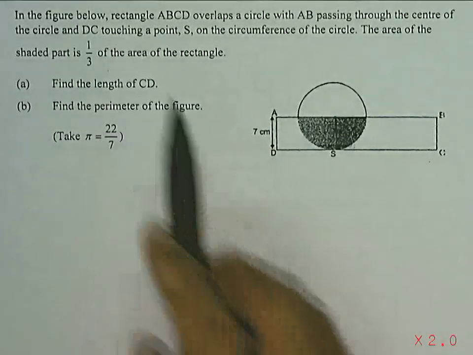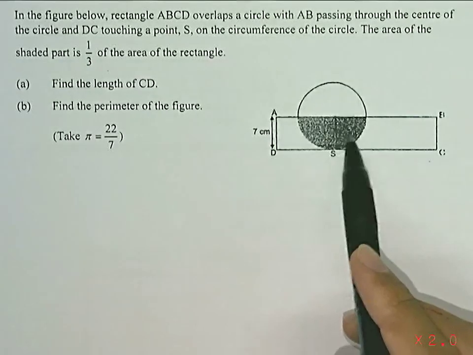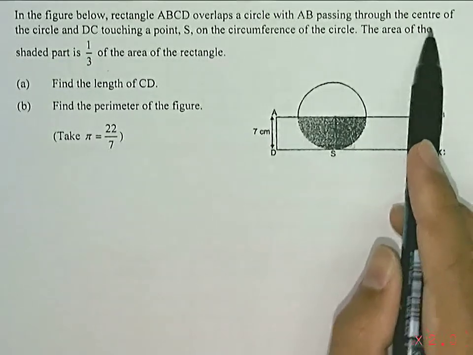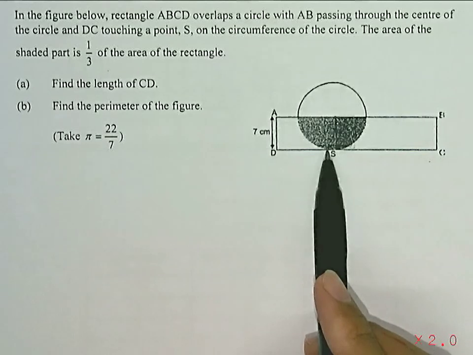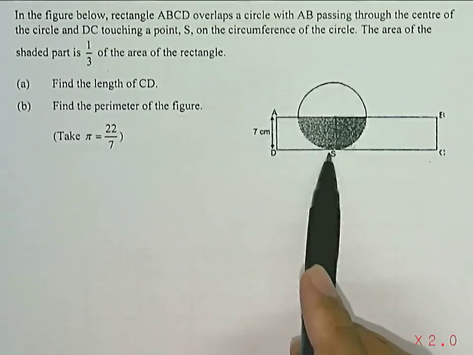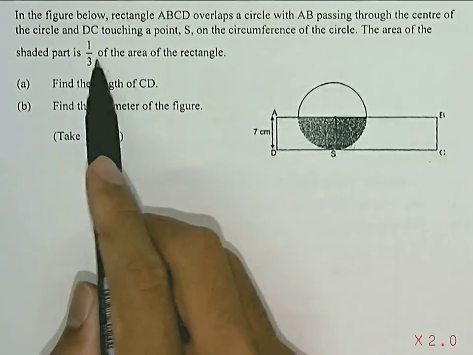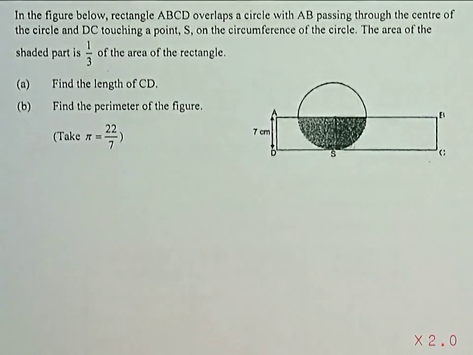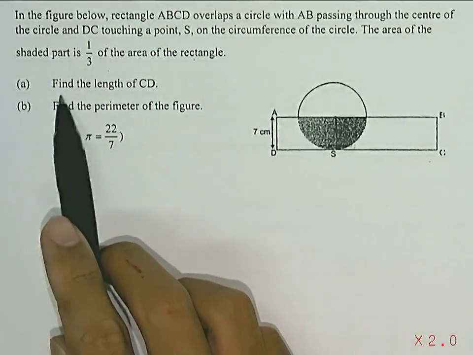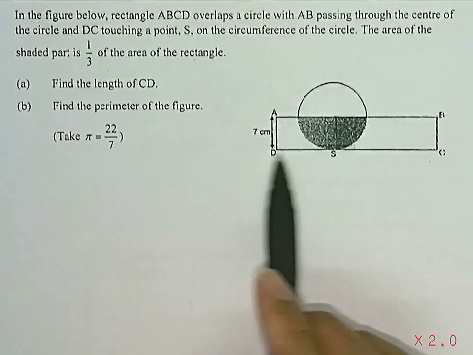So in the figure below, rectangle ABCD overlaps a circle with AB passing through the center of the circle and DC touching a point S on the circumference of the circle. The area of the shaded part is 1/3 the area of the rectangle. So part A is asking us to find the length of CD over here.